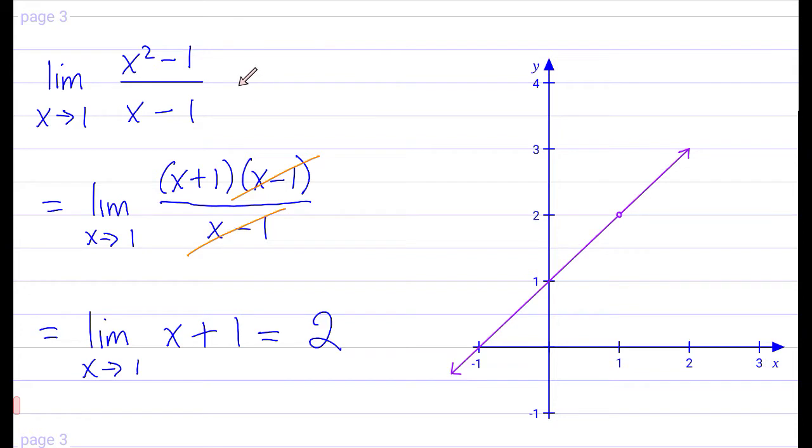So this is a good example of where factoring can help you determine the limit of a function when you can't plug in the number into the function. Let's try another one.